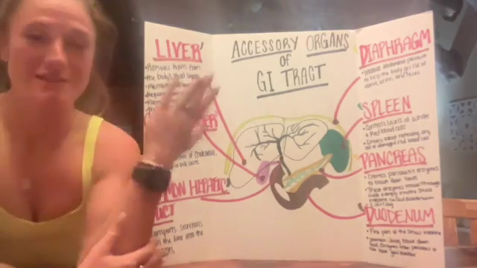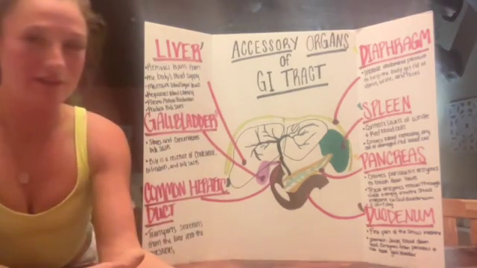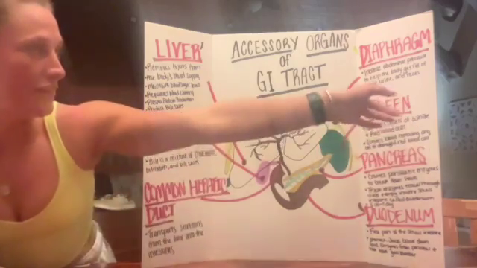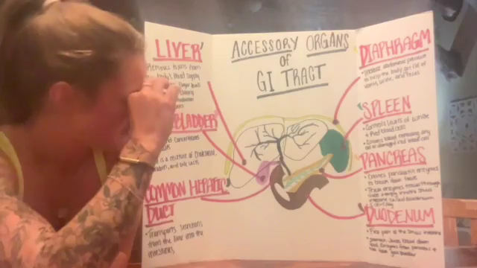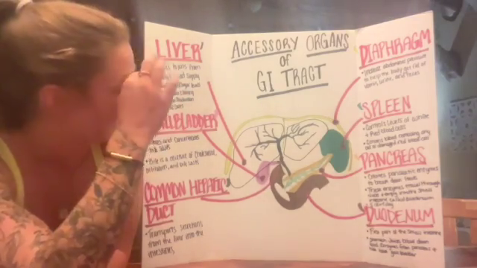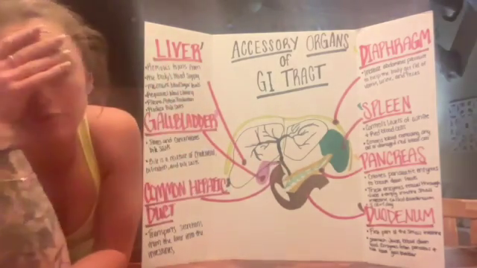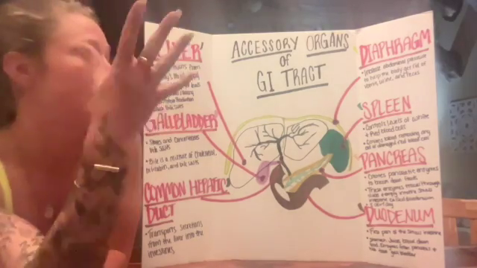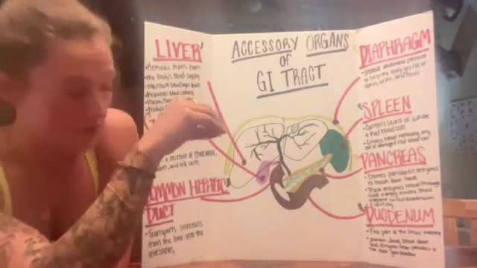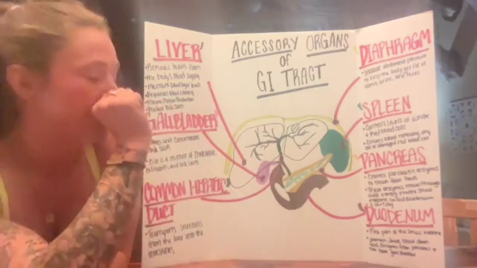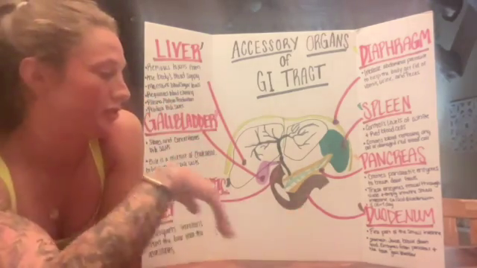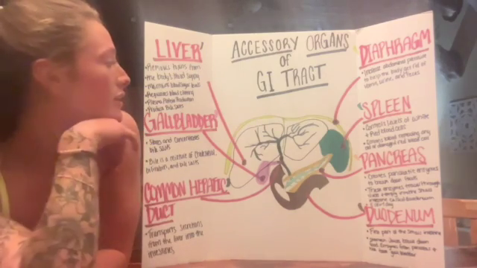So I'm going to start, this is my little diagram that I've created. I'm going to start with the diaphragm because it's the first layer of the GI tract. It's covering the GI tract, and it plays an important role because when you breathe in, it increases the abdominal pressure, which helps move food and fluids through your digestive tract.